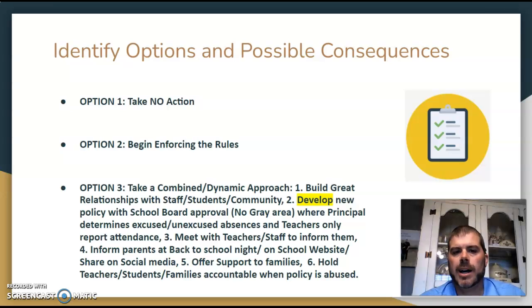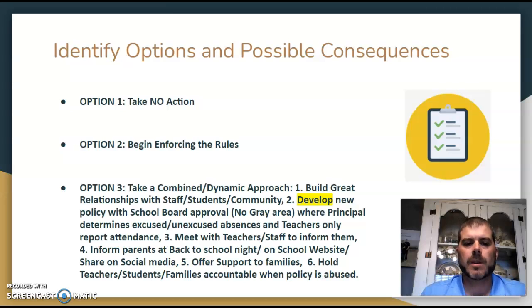Now we're going to identify options and some possible consequences. Option number one is to take no action. If you take no action, nothing is done. We're not supporting school improvement. Option number two is to simply begin enforcing the rules. But there are still several things not taken care of.